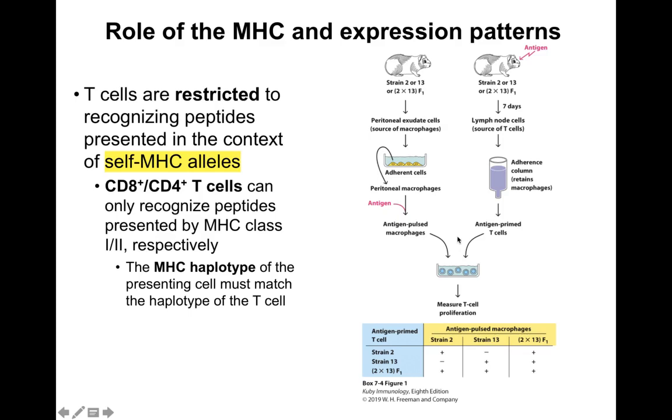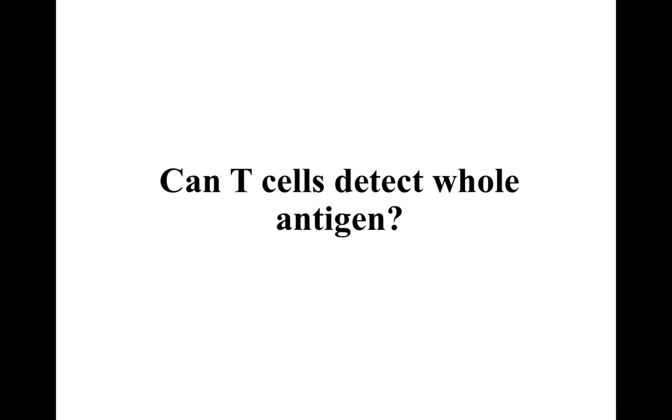This is one experiment looking at the T cells from different mice and the antigen presenting cells from different strains of mice, and identifying when you get T cell proliferation occurring. They realized that it's only when you have the T cells recognizing self MHC molecules, like from the same animal, or genetically the same animal.